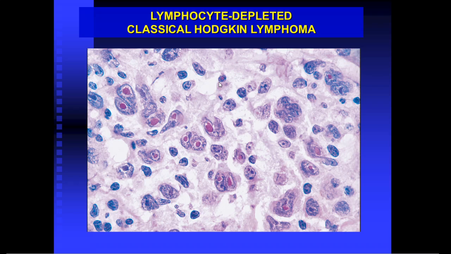And lymphocyte depleted, so there is mostly no infiltration from other cells. There are mostly only tumor cells. Classically, this variant of Hodgkin lymphoma has the worst prognosis.